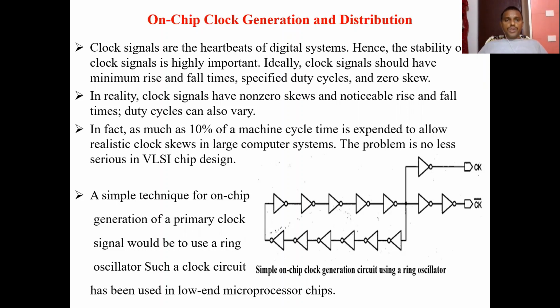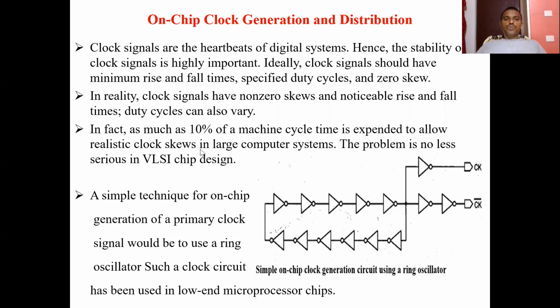Hello everyone. Today I am going to explain on-chip clock generation and distribution. If we observe our digital circuits, the clock signal is very important. That's why, on the chip, in our integrated circuits, we have to use clock generating circuits. Then how can we use this? How can we generate this clock and how can we distribute this clock, we will see here. That is the concept of on-chip clock generation and distribution.